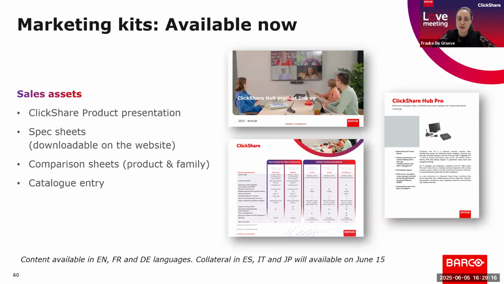First of all, we have a ClickShare product presentation that covers what the product is, what it can do, the different features and functions. We also have spec sheets available in different languages that can be downloaded on the website. We refer to the website because then you're sure you always get the latest version. We have comparison sheets that give an overview of not only the ClickShare Hub Pro versus the ClickShare Hub Core, but also the differences between the Pro range and the CX range. And we have a catalog entry that gives a short description and some overview about what the product can do.